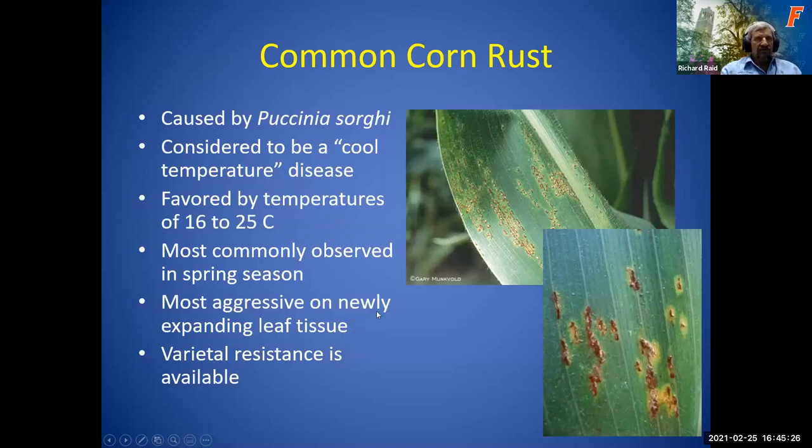It's most aggressive on newly expanding tissues. Once those leaves have fully expanded, very seldom do you get new infections. It really likes to attack that newly expanding tissue. Varietal resistance is available and very common for common rust. A lot of the varieties will have an R after them, and typically this R signifies resistance to common rust.